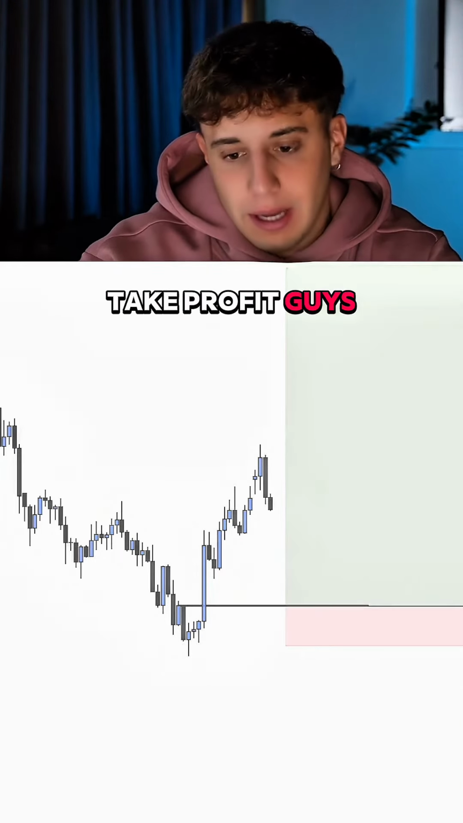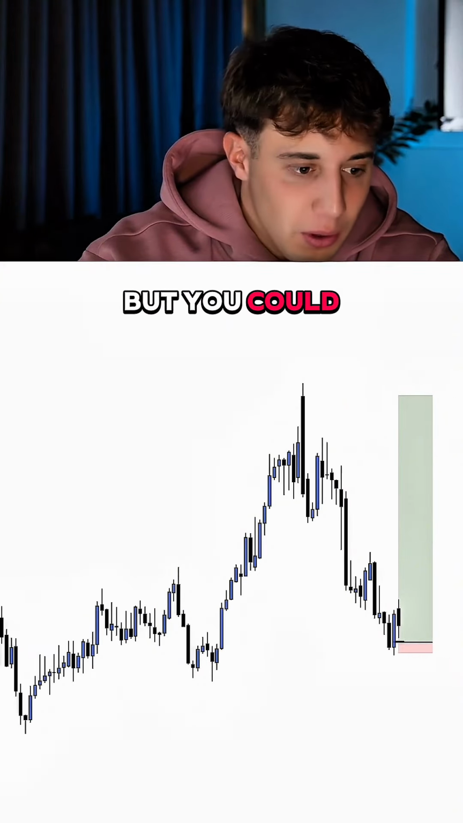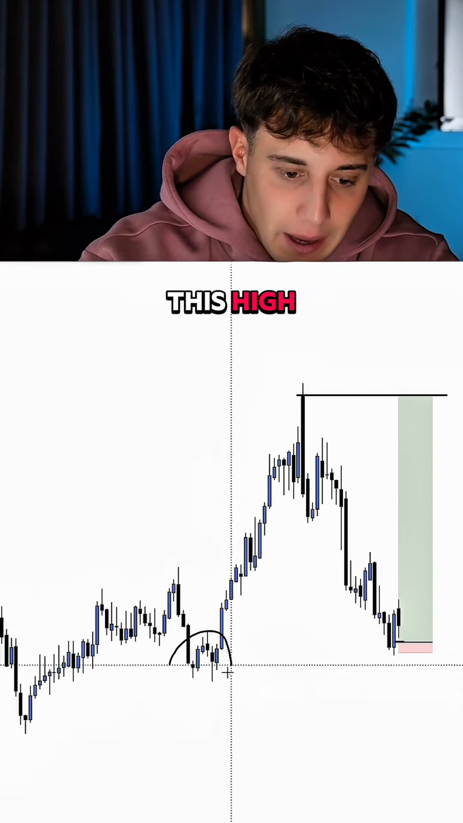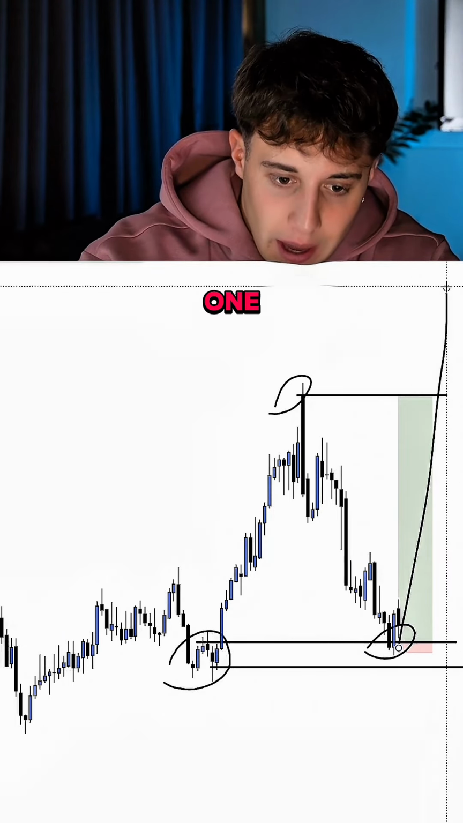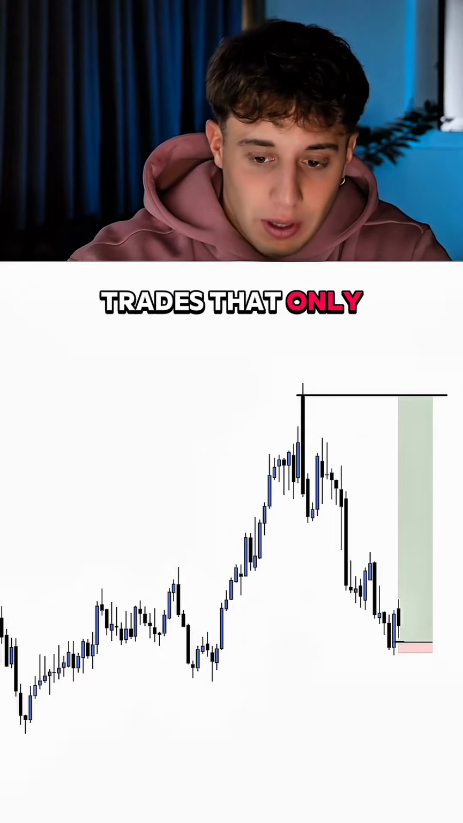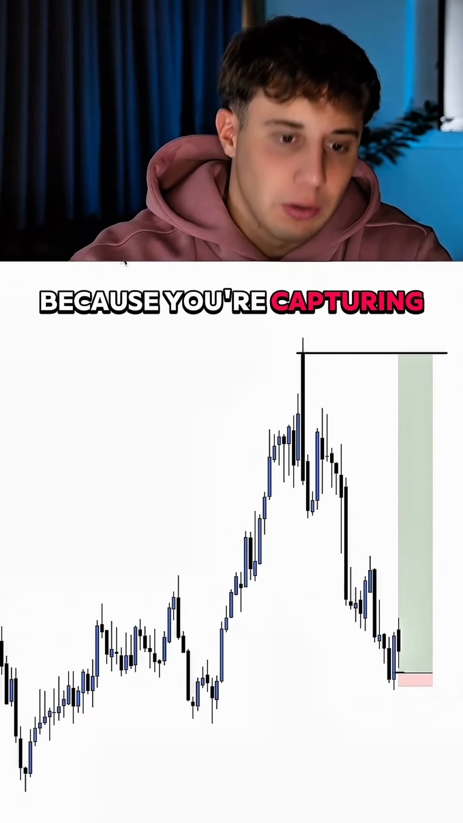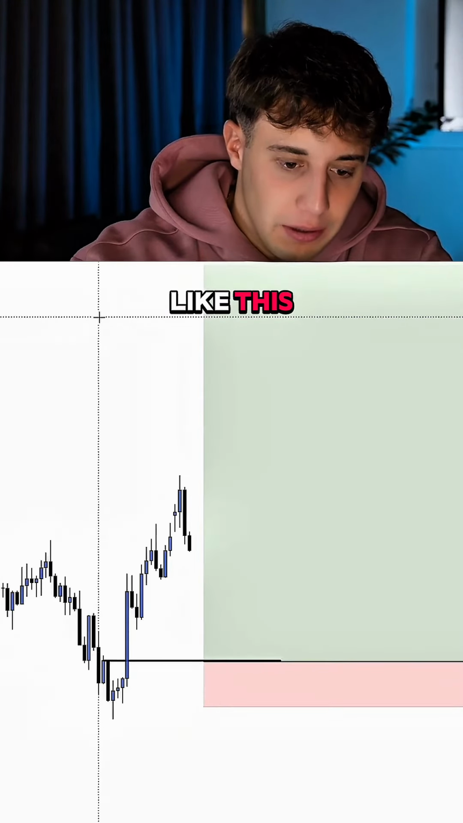As for the take profit, guys, here we're capturing a weekly move, so these don't come up every day, but you could set the take profit even at this high, because if it's bullish, high, low, it would be a higher high than the previous one, and we want to capture the entire upward extension. Obviously, these are trades that only come up once in a blue moon, because you're capturing really significant moves. But if you contextualize using multiple time frames like this, it can be done.